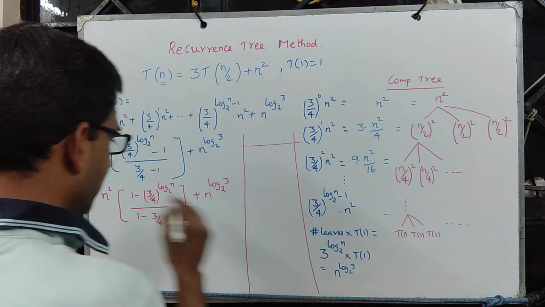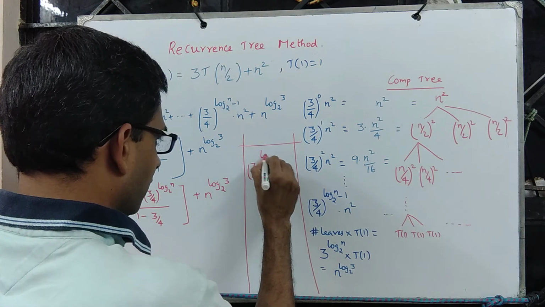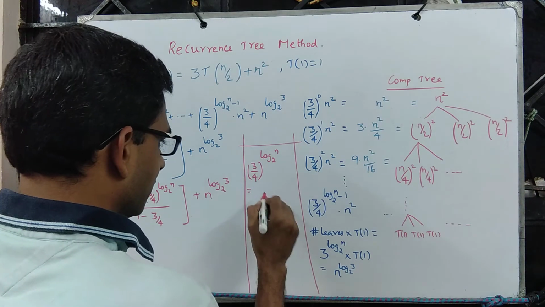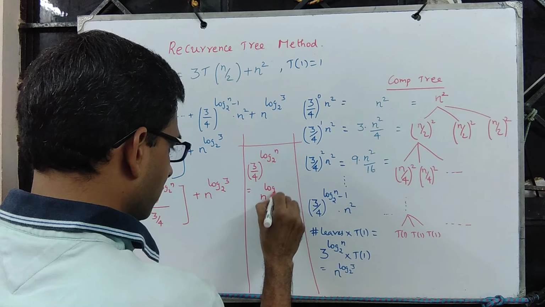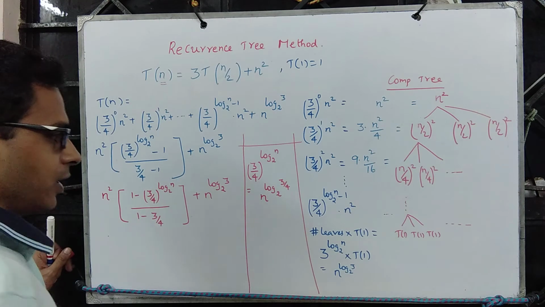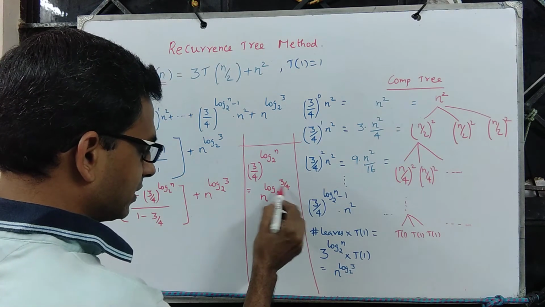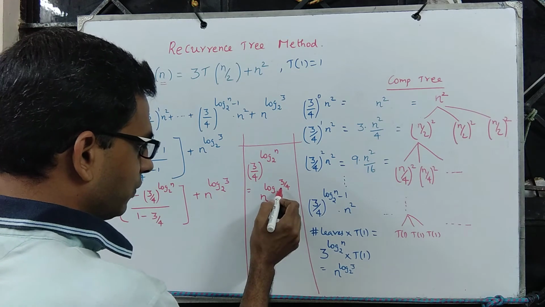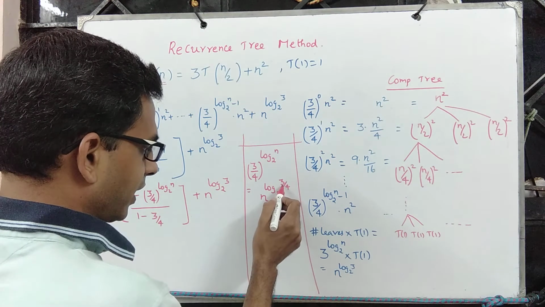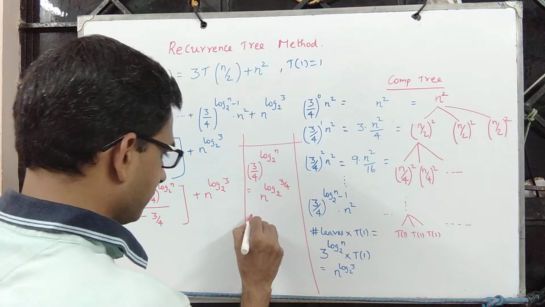We have got (3/4) to the power log n base 2. What is this? This is n to the power log (3/4) base 2. Please note this value is 0.75, which means less than 1. We know log 1 base 2 is 0, and this is log 0.5, which means this value is negative.